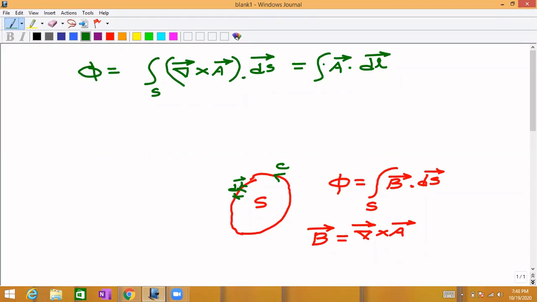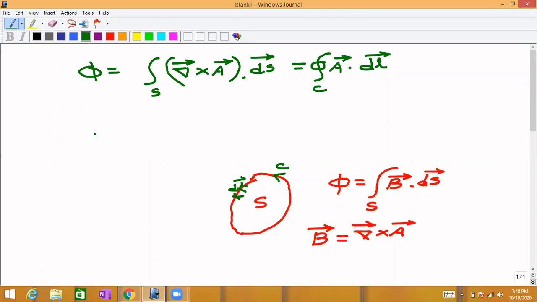So it is a closed line integration. Therefore, we have to put a circle here, and it is over the curve C. Are you understanding this? Yes, sir. Okay, nice. Now you see, what was the expression for phi in case of self-inductance?